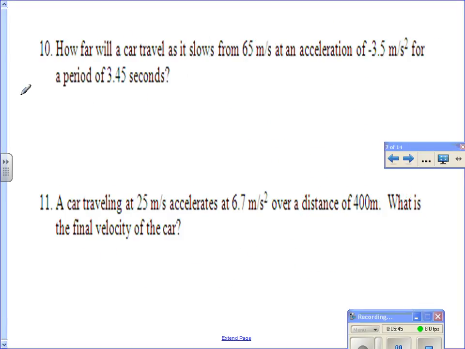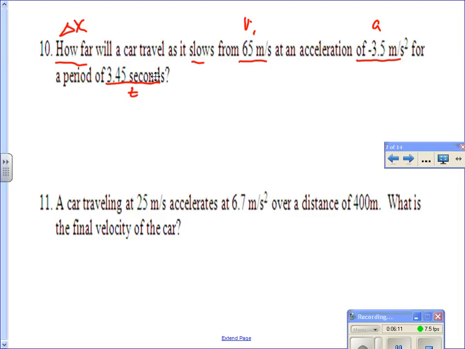Okay, the next one says how far. How far is a distance, and our symbol for that is delta x. And we have three different delta x equations, so you have to figure out what they give us. So how far will a car travel if it slows from 65? So that means we're going 65 to begin with, then we slow down to something else. We have an acceleration, and we have a time period. So they never tell us what the final speed is.